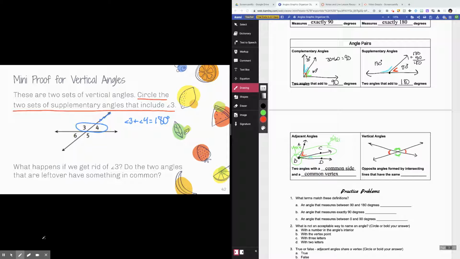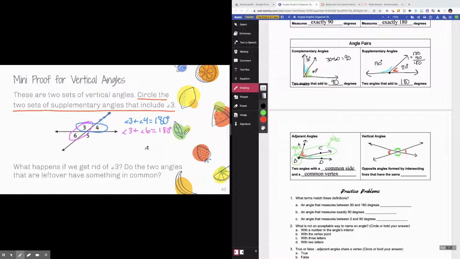Because they're supplementary, right? Then I have another pair of, not vertical angles, sorry, another pair of supplementary angles that include angle 3, and it's this one. Angle 3 and angle 6. So I know that angle 3 plus angle 6 also has to equal 180 degrees.